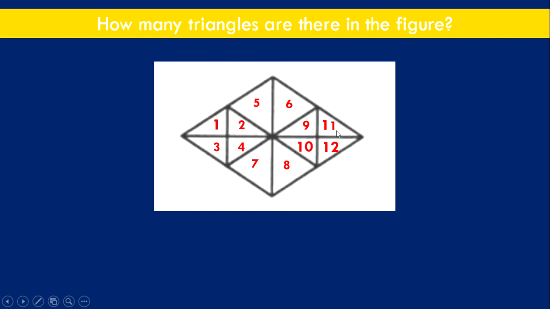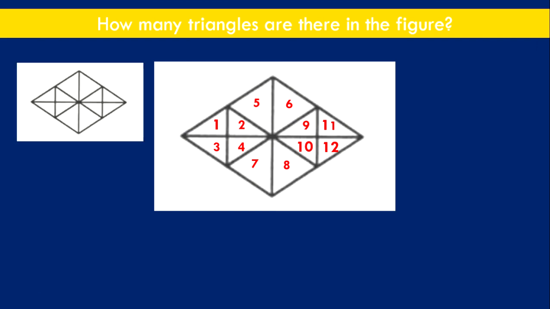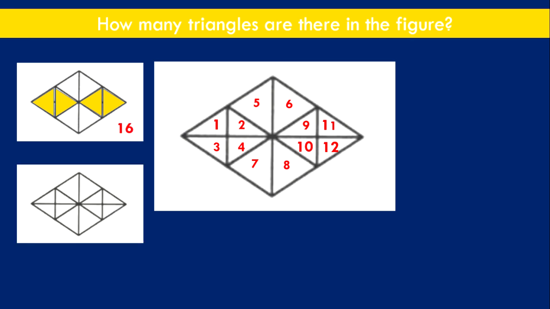As you notice, we can have these triangles: 1, 3, 2, 4, 9, 10, and 11, 12. And we can have them horizontally, such as 1, 2, and then 4, 3, 4, 9, 11, and 10, 12. So another 4, so that's 20. 12 plus 4 is 16, plus 4 is 20.